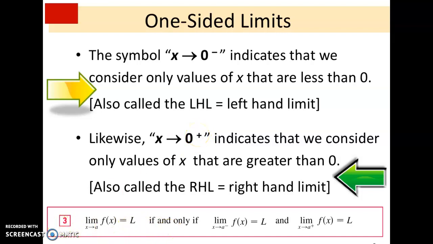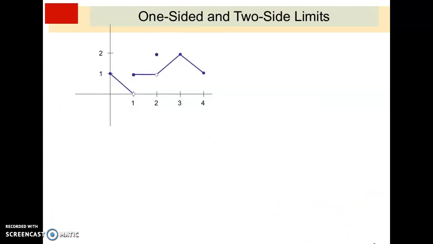And here's our limit notation. The limit as x approaches a is equal to some number L if and only if the left-handed limit, in other words, coming in from the left, and the right-handed limit both agree that they are targeting that same output value of L. So again, let's look at some examples.